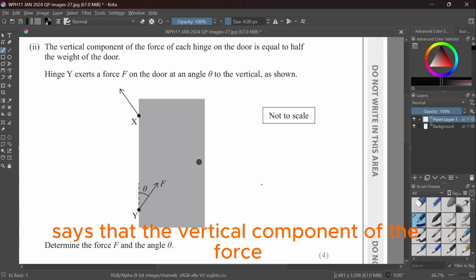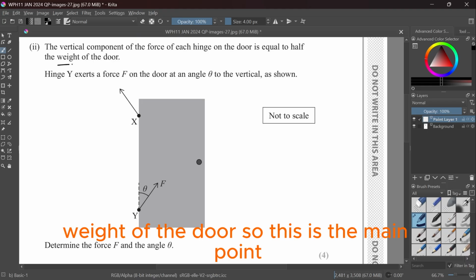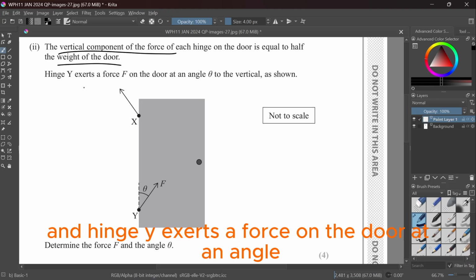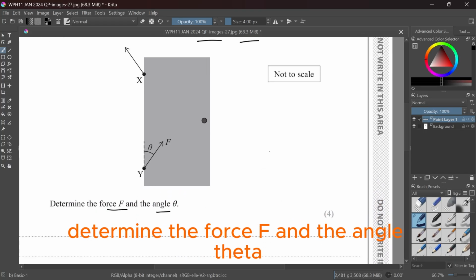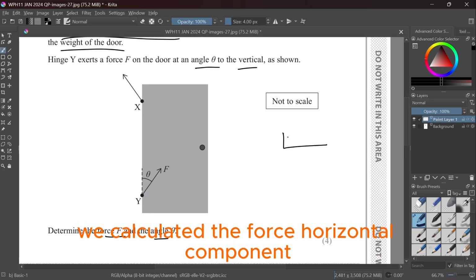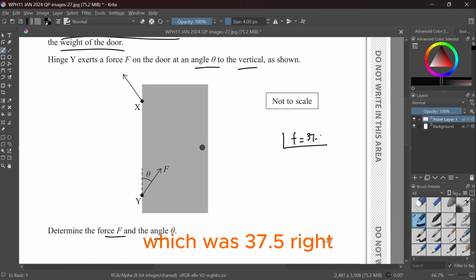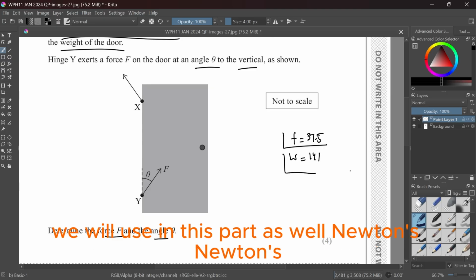Okay, so the next part says that the vertical component of the force of each hinge on the door is equal to half of the weight of the door. So this is the main point. And hinge Y exerts a force on the door at an angle theta to the vertical as shown. Determine the force F and the angle theta. So as from the previous part, you remember we calculated the horizontal component of the force, which was 37.5, right? And the weight, which was 141 newtons. Yeah, we will use them in this part as well.